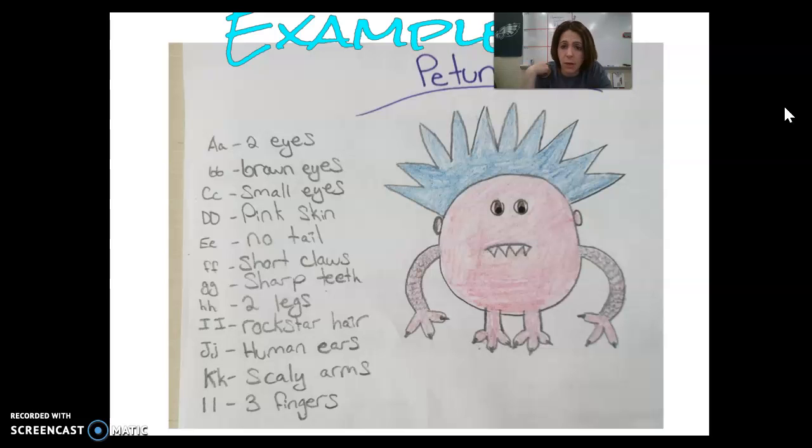And this is what I'm grading. This is worth 14 points. I'm not grading your artistic ability. I am grading the fact that you can do Punnett squares, that you know what homozygous and heterozygous means, that you know what dominant and recessive means. And that is what I'm grading, guys.